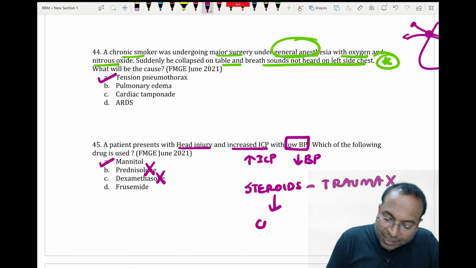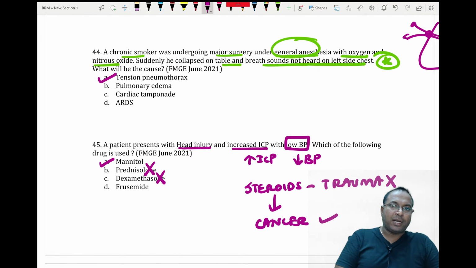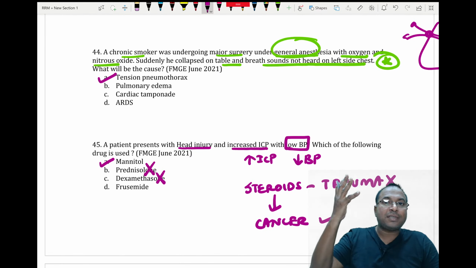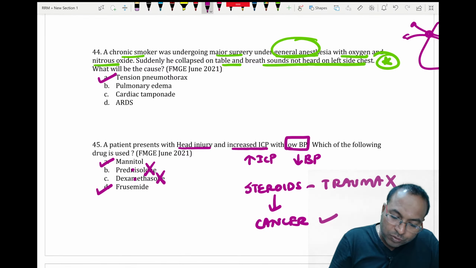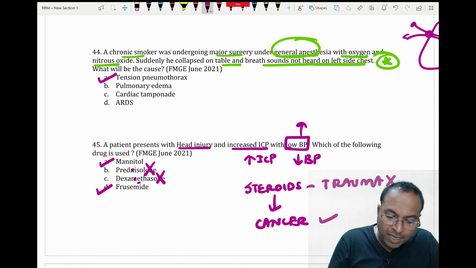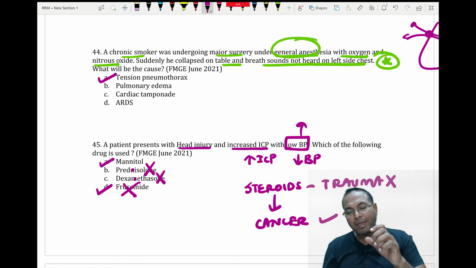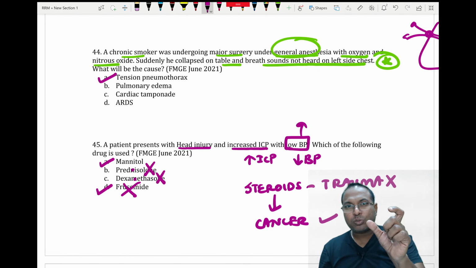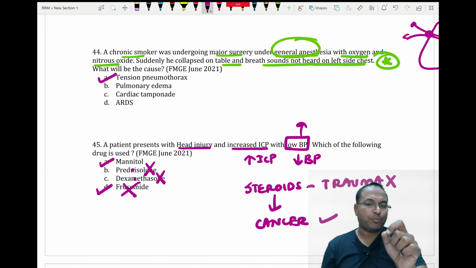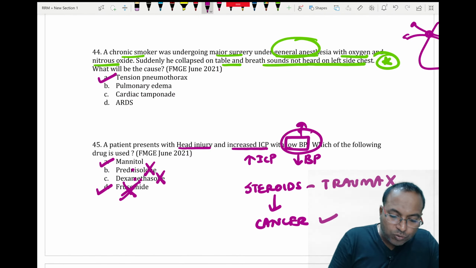Steroids can be given in cancers of the brain. In a cancer causing increased intracranial pressure, we can give steroids. So steroids, prednisolone and dexamethasone, are highly contraindicated here, and we can use furosemide, but the problem here is low BP, so I cannot use furosemide. If the BP is okay, I can use furosemide. Simple catch point. Every question is a clinical question with some catch point. So low BP, so I cannot use furosemide.